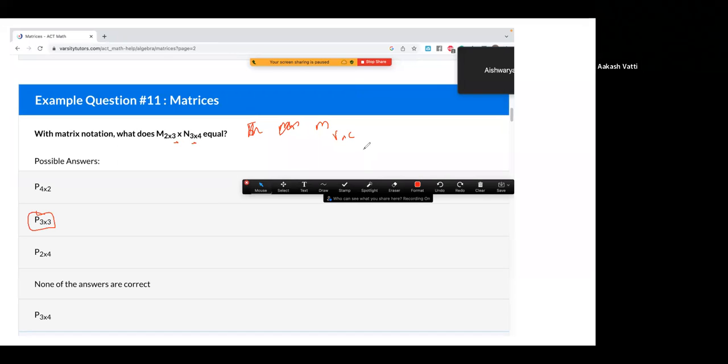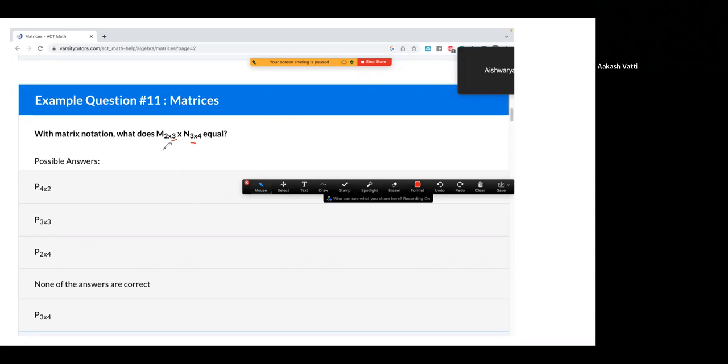Because in this one, your columns and rows are matching. Any questions? Or no, wait, I did that backwards. That's wrong, I just realized. So since your columns and rows are matching, this and this are matching.